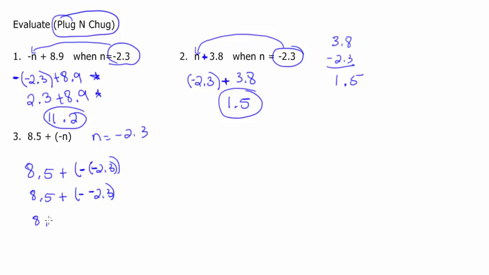Okay, so 8.5 plus 2.3. Again, if you put negative negative 2.3 in your calculator, it'll come out positive 2.3. Okay, so your answer, 10.8.